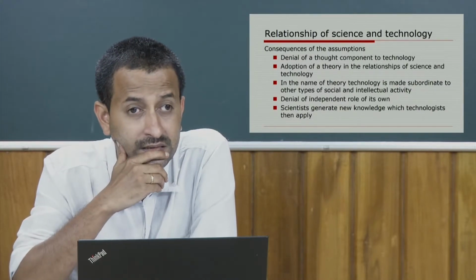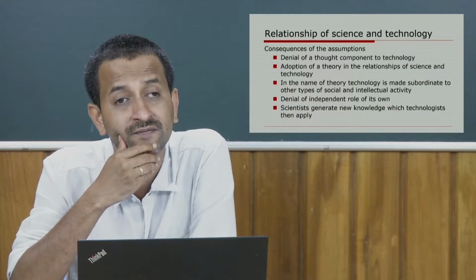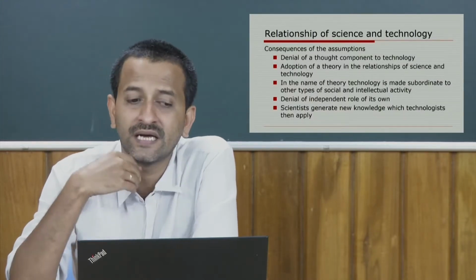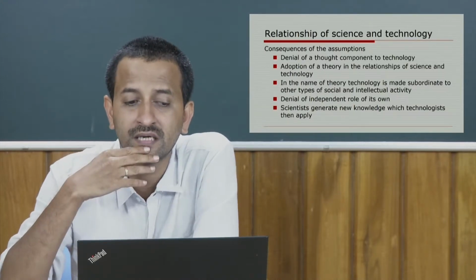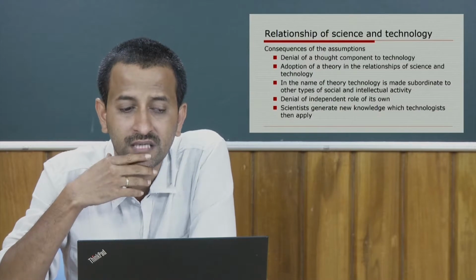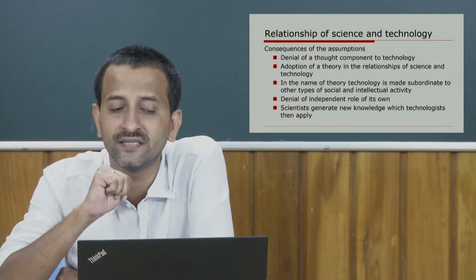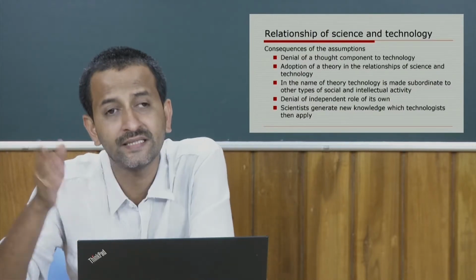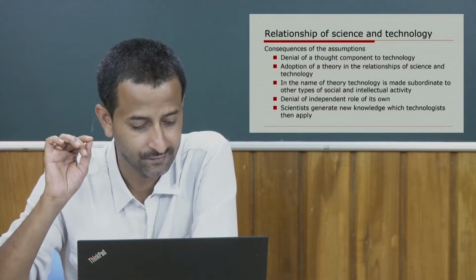Okay? Such assumptions have various consequences. They may include denial of a thought component to technology, the adoption of a theory in the relationships of science and technology. In the name of theory, technology is made subordinate to other types of social and intellectual activity, denial of an independent role of its own. Scientists generate new knowledge which technologists then apply.